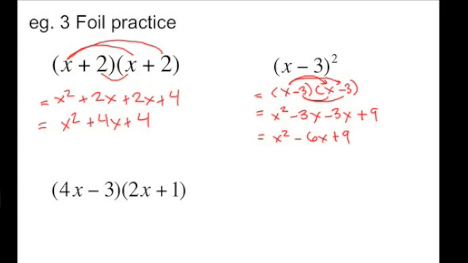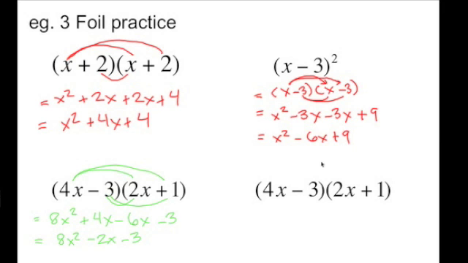Okay, let's try these ones now. 4x times 2x, well, you just multiply the coefficients, you get 8x squared. 4x times 1 is just 4x. Anything times itself is 1. Minus 3 times 2x is minus 6x. And minus 3 times 1 is minus 3. Group them together, you get 8x squared minus, well, 4x minus 6x, you are negative 2x's, and a 3. And there you go.